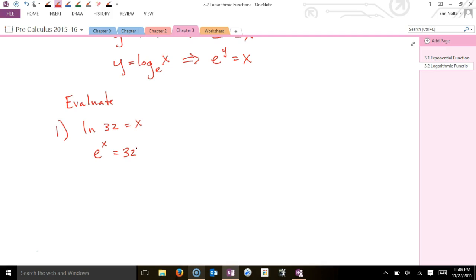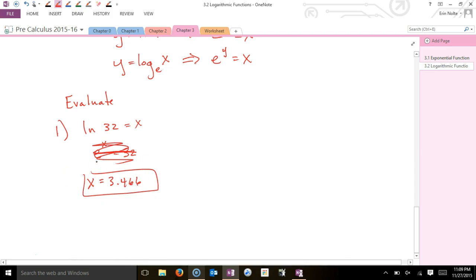Did anybody happen to just type in natural log of 32 in the calculator? That's what I would have done too. Yeah, so I would just type it in the calculator. So what was it again? 3.47. Okay, let's round to 3 decimal places. So I need a 6 here instead. 6 what? 466. Perfect.